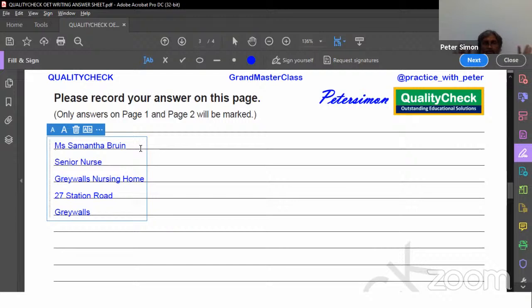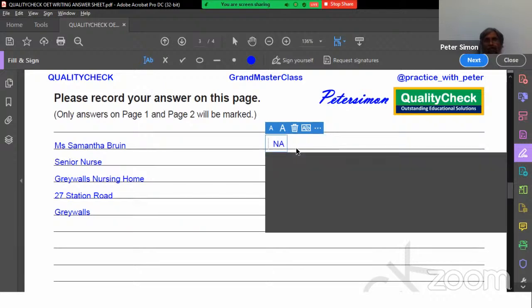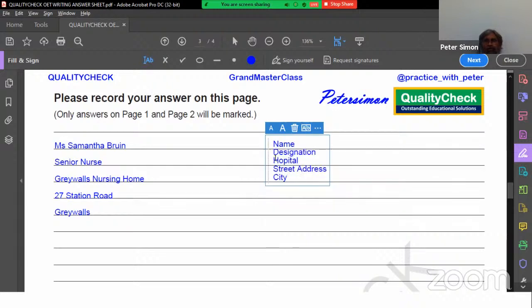5 lines, 5 things. First one is the name. Second one is the designation. Third one is the hospital or nursing home. Fourth one is the road or street. And fifth one is the name of the town or city or whatever. So these are the 5 different things that you're going to write.